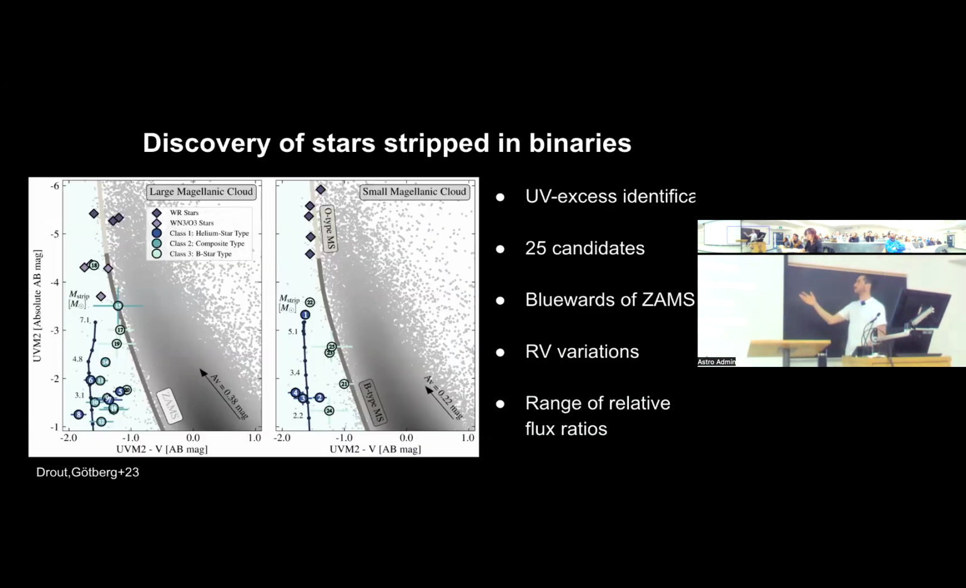So to summarize this discovery, 25 stripped stars were identified with UV excess. They're all bluewards of the main sequence. When two spectra were obtained at different times, they all showed radial velocity variations, and they exhibited a range of relative flux ratios.